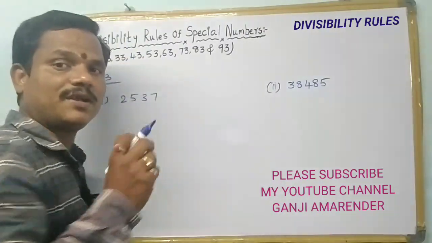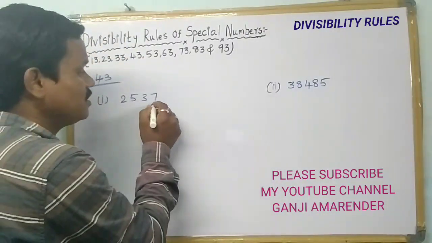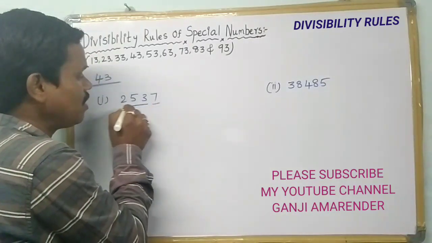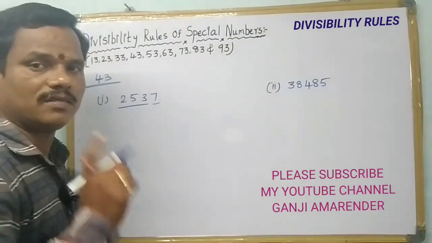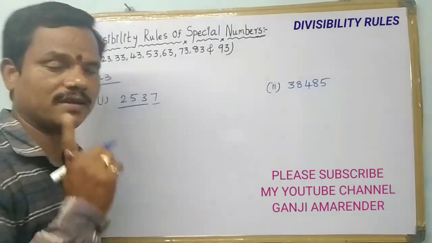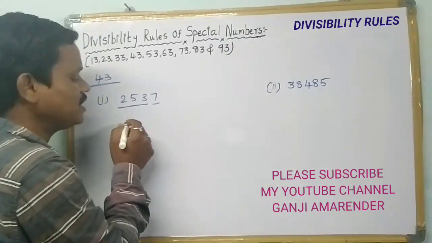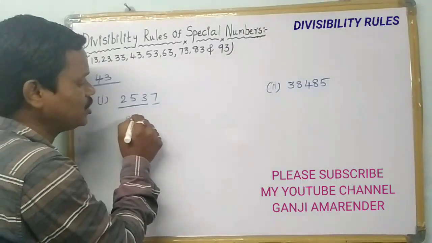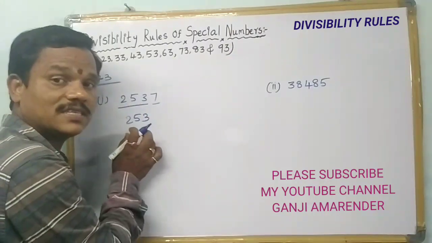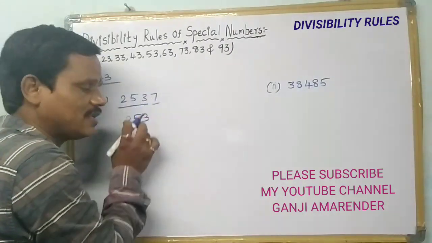Divide the given number into two parts. That is, this is the first part and the remaining all are second part. That is step 1. Now step 2: write the second part as it is. Here 253 is the second part. I am taking the second part as it is.